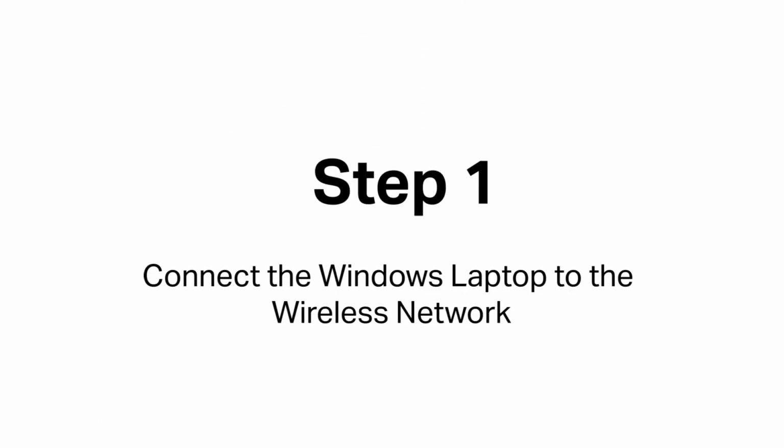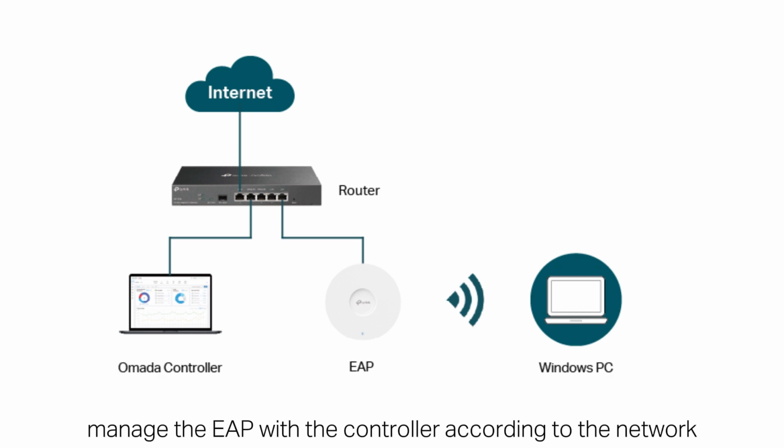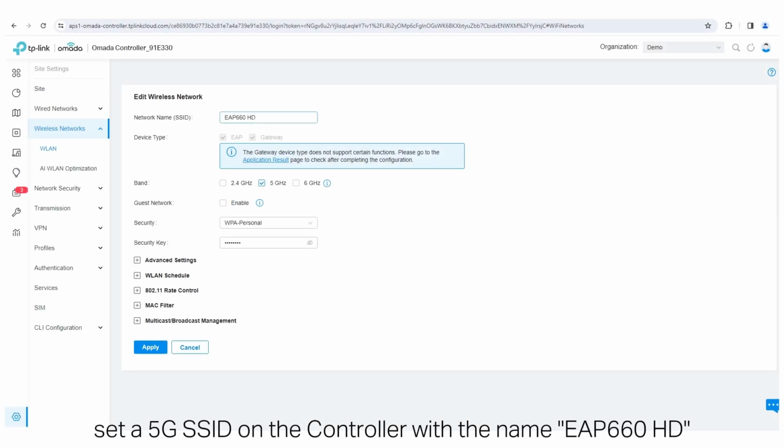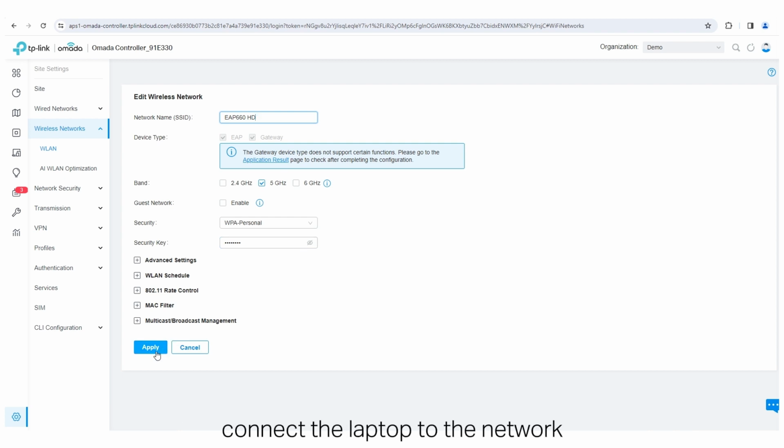Step 1. Connect the Windows laptop to the wireless network. First, manage the EAP with the controller according to the network topology and set a wireless network. For example, set a 5G SSID on the controller with the name EAP660HD. Then connect the laptop to the network.